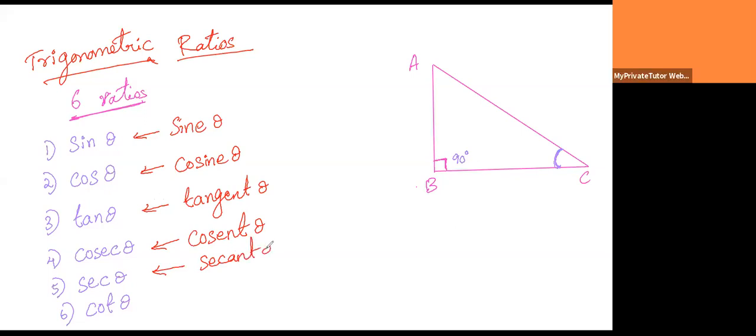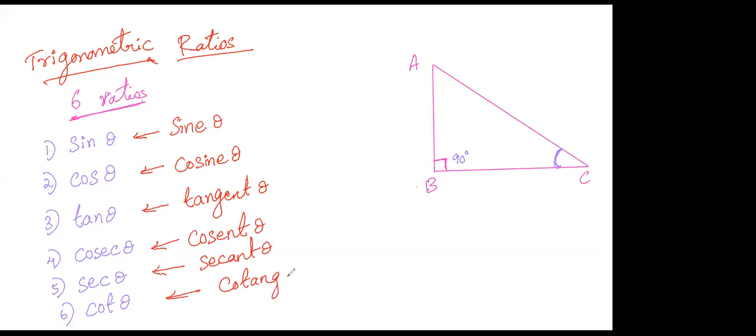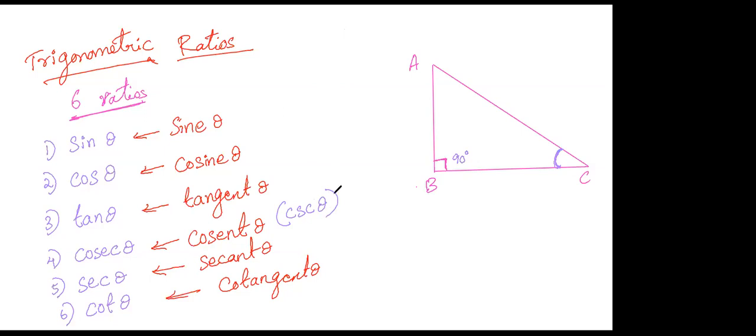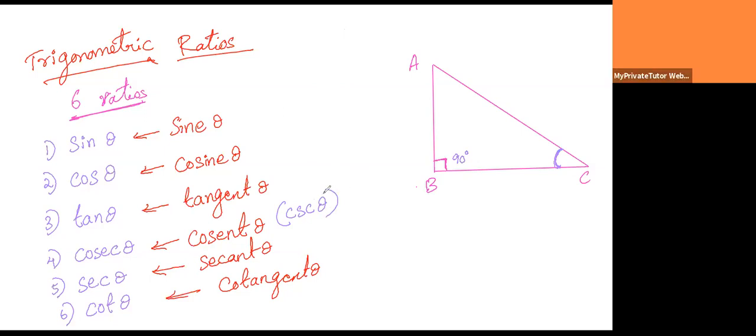Yeah, secant theta. Finally, cotangent theta. Okay, so these are the complete names, and please try to remember all the ratios. It starts from sine, cos, tan, cosine. This cosine can also be written as CSC. CSC theta is nothing but cosecant theta, guys. And then secant theta, cot theta. So these are the 6 trigonometric ratios, guys.